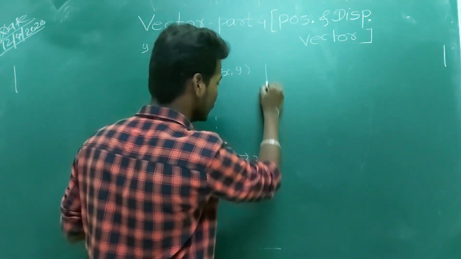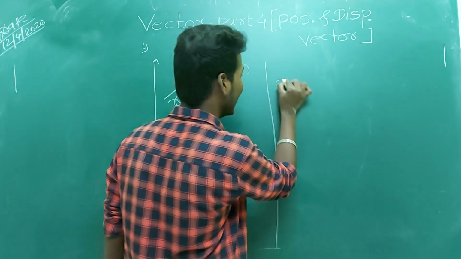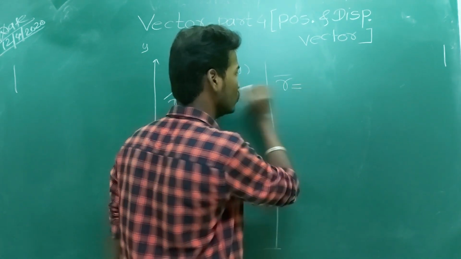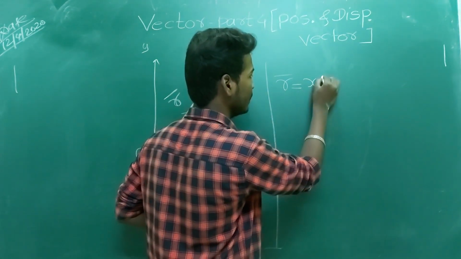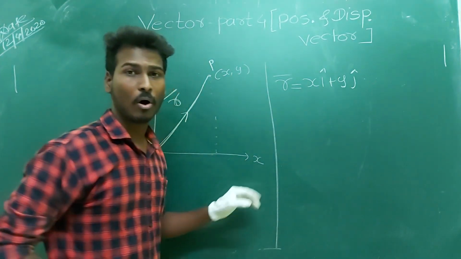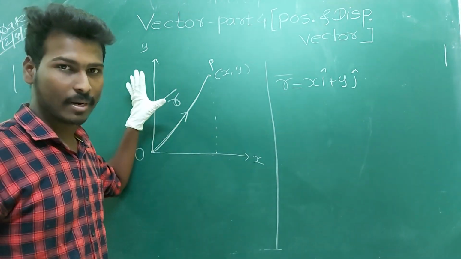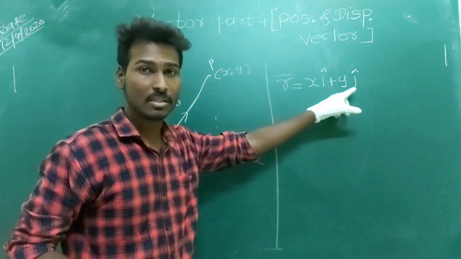So in maths we can represent this position vector r bar as r bar is equal to x i cap plus y j cap for a two-dimensional structure. Here we have only the xy plane, that's why x i cap plus y j cap.